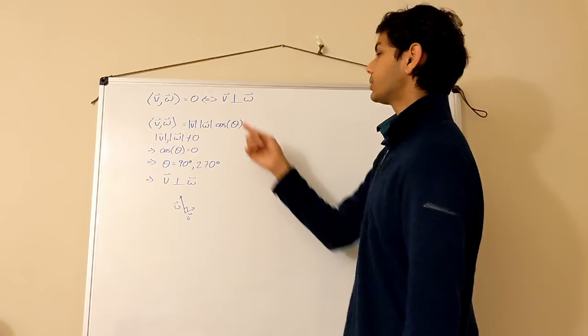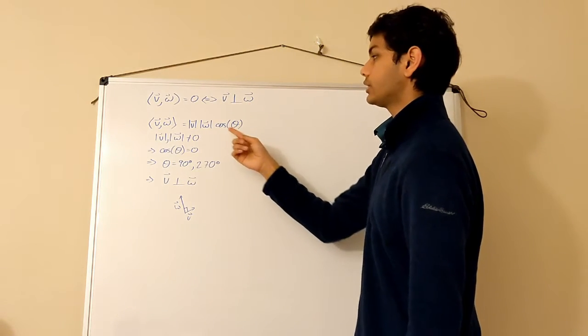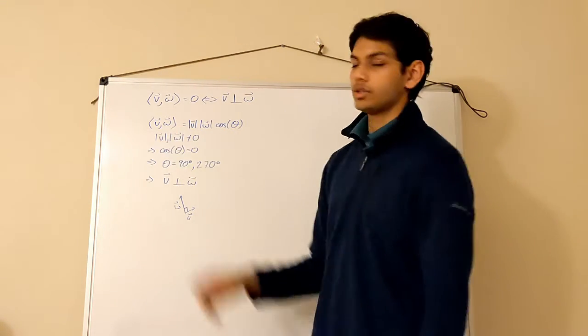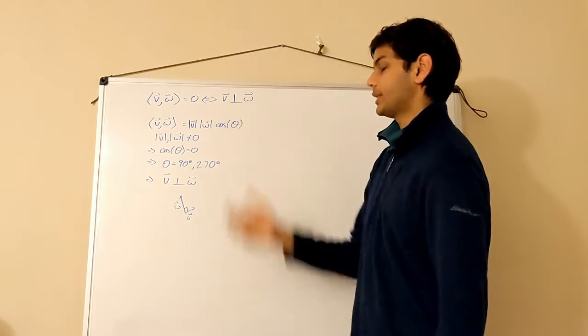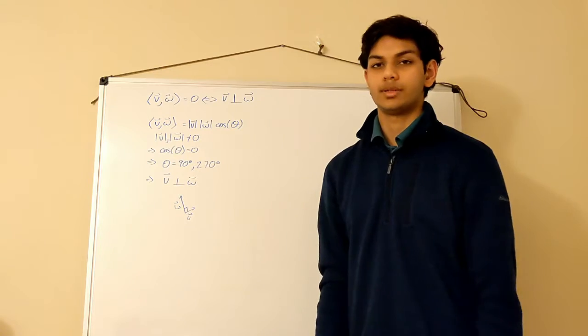So the other way is also easy to prove, that if v and w are perpendicular, then the cosine of their angle is zero, and so the inner product is zero. So these two things, that the inner product is zero and that v is perpendicular to w, are two equivalent statements.